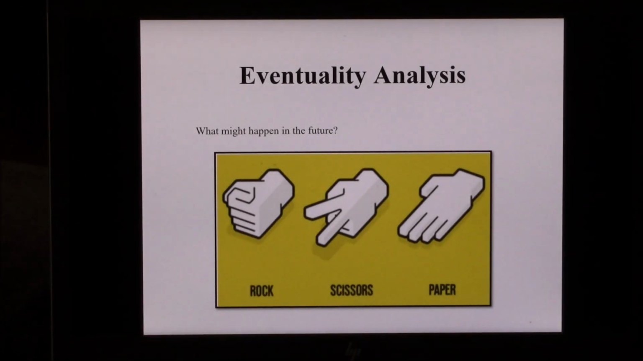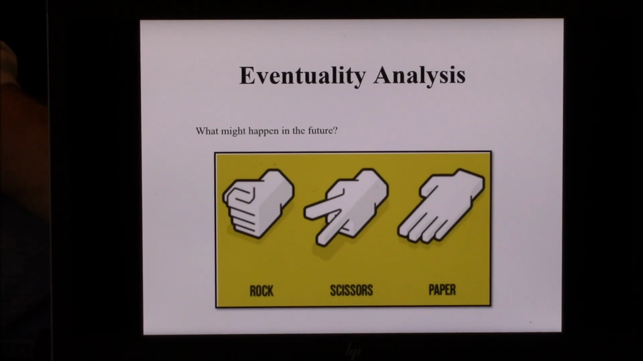So here's some eventuality analysis. Let's say there are 3 possible futures. And I don't know if you know this game or not. Rock, paper, scissors.